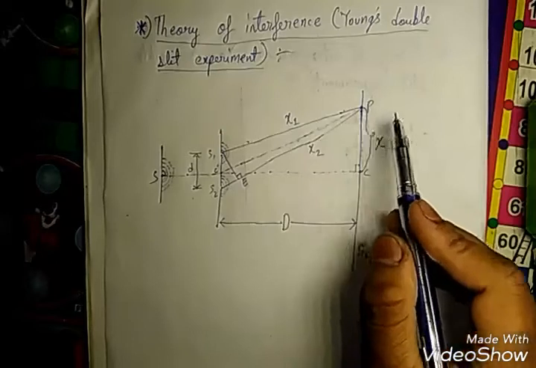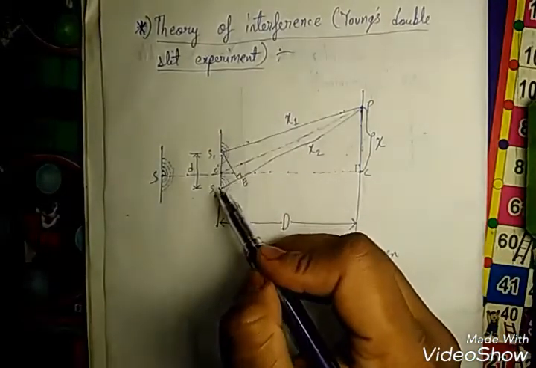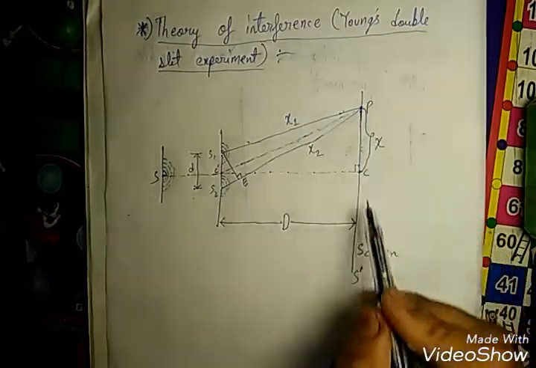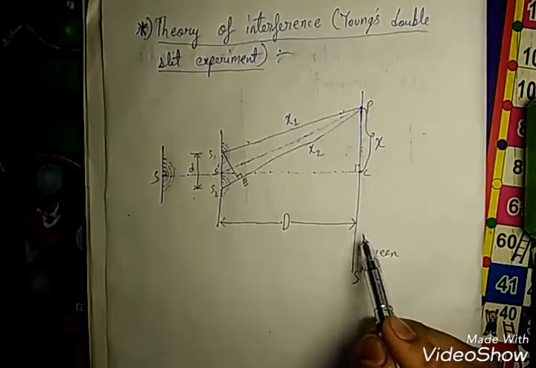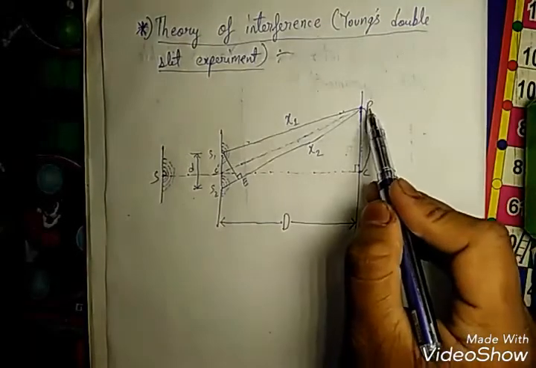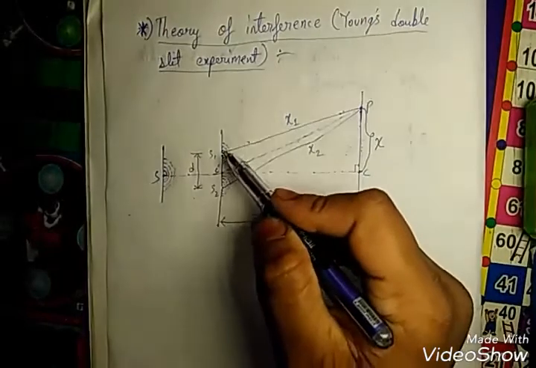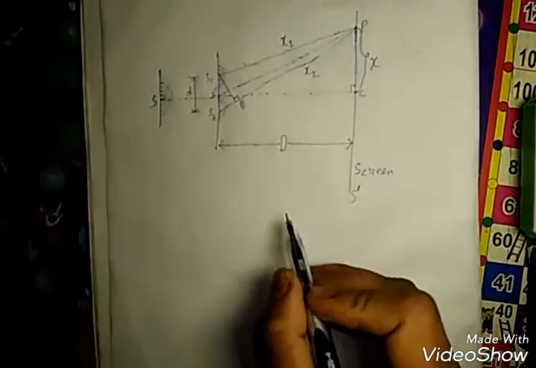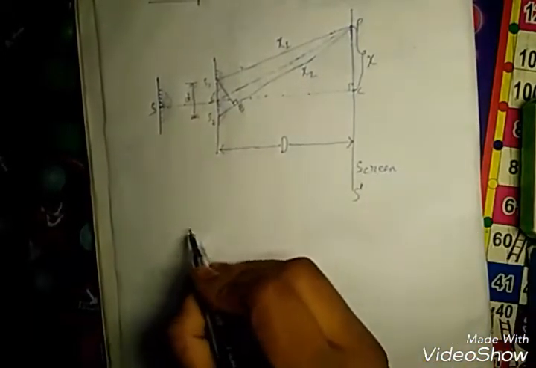Now let C dash be the midpoint of S1 and S2, and it is projected at C on the screen S dash. Let D be the distance between the screen containing the interference pattern and the two slits, and d be the distance between the two slits. Young performed this experiment to prove the interference phenomenon.